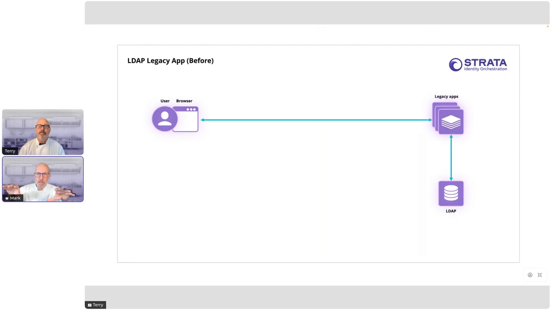So we've got a nice little diagram here, which is probably one of the more basic ones we've seen so far, but it's this LDAP legacy app in the before state. So why don't we wireframe or talk through how the recipe is going to take place? Yeah, great. Let's do that.